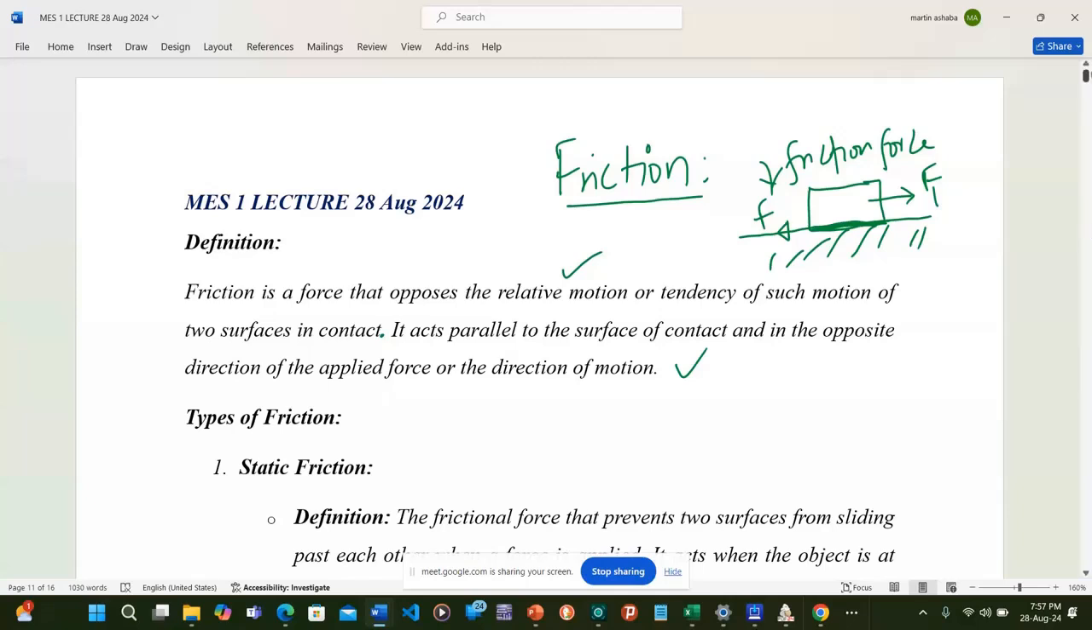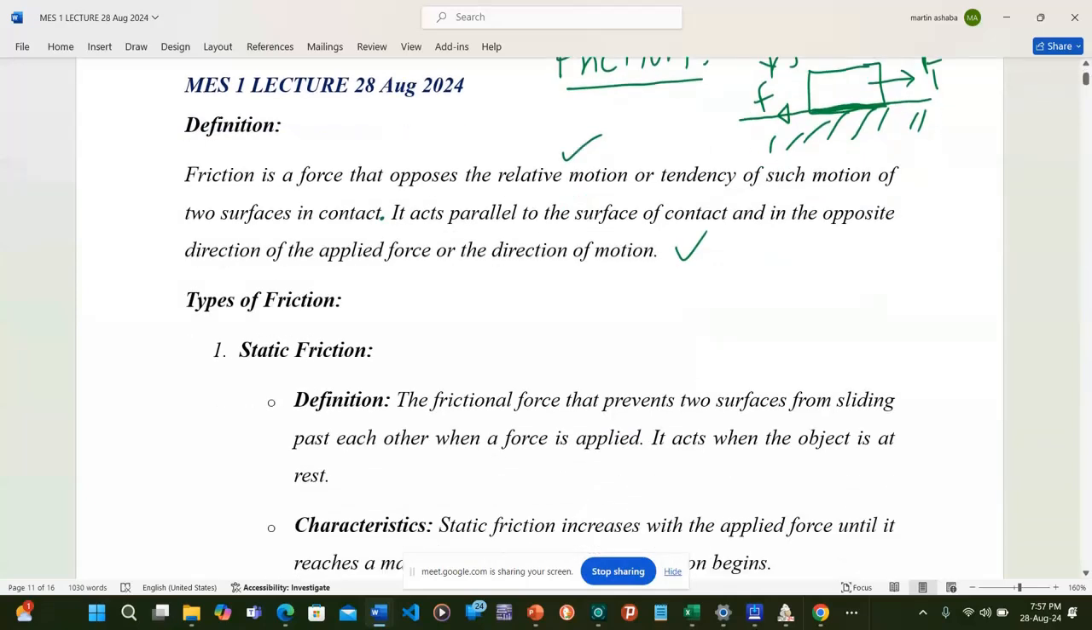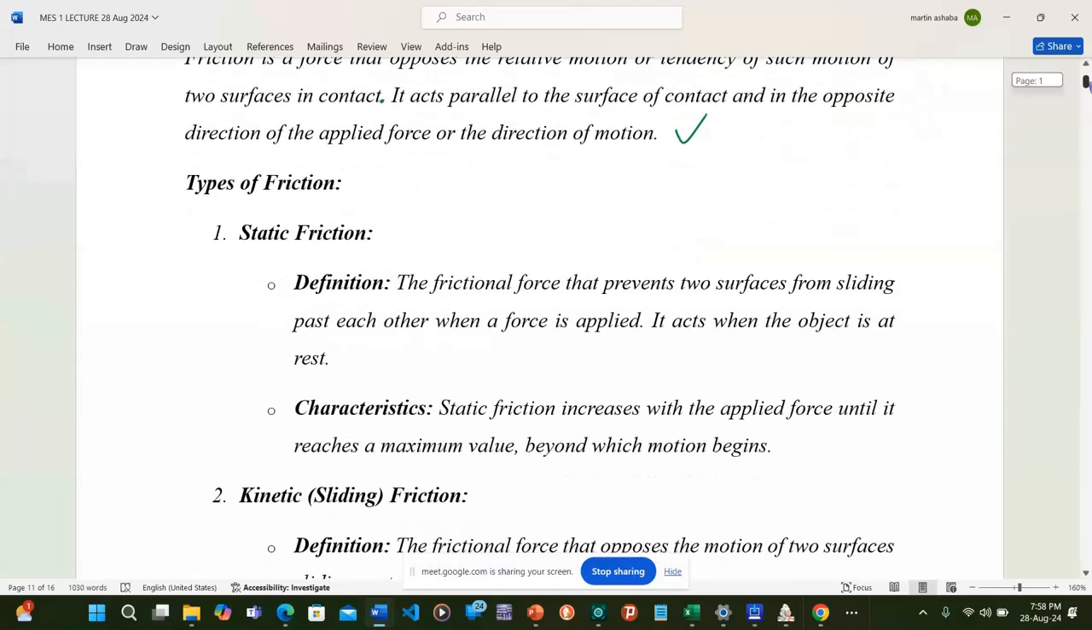The same thing happens when you try to pull anything on the ground. Even when you rub on your body, you'll always feel there is some kind of force that is opposing the motion as you rub it all over your skin. So that is friction. Now, next we need to look at the types of friction. Types of friction include static friction.